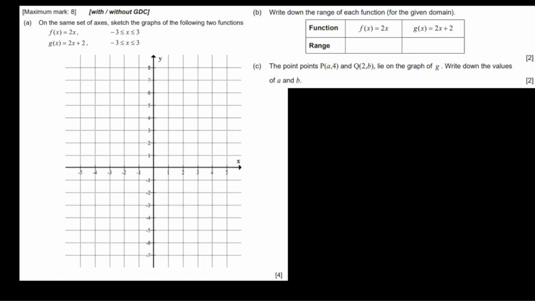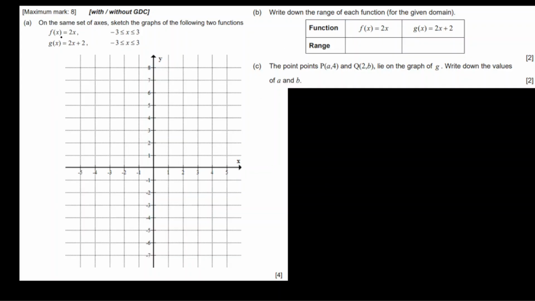This is the second question we are going to do now. That is also the graph based question. So, very good question. Two functions are given to us. First one is f(x) equals 2x. The second function is g(x), so g(x) equals 2x plus 2. So three parts are there, a, b, c.